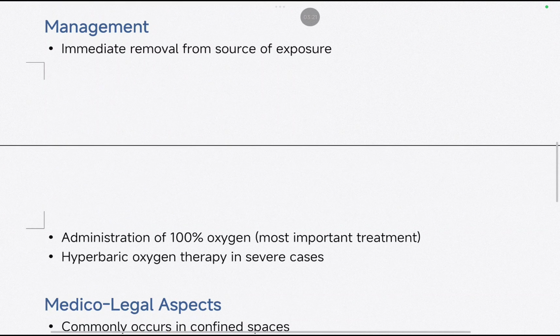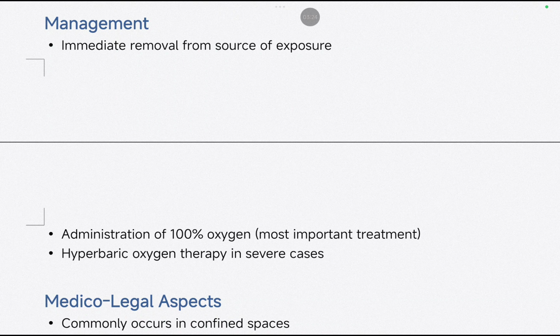Now management is slightly tricky. You need to get the point. What is the problem happening? That there is formation of carboxyhemoglobin. Why is it being formed? Because it has high affinity to hemoglobin as compared to oxygen. So you have to first remove the person from the source of exposure. Basically, if he is present in a room where there is a lot of carbon monoxide, you have to remove him from there, or something which is producing a lot of carbon monoxide, you have to remove from this place. So first is removing the source of exposure.